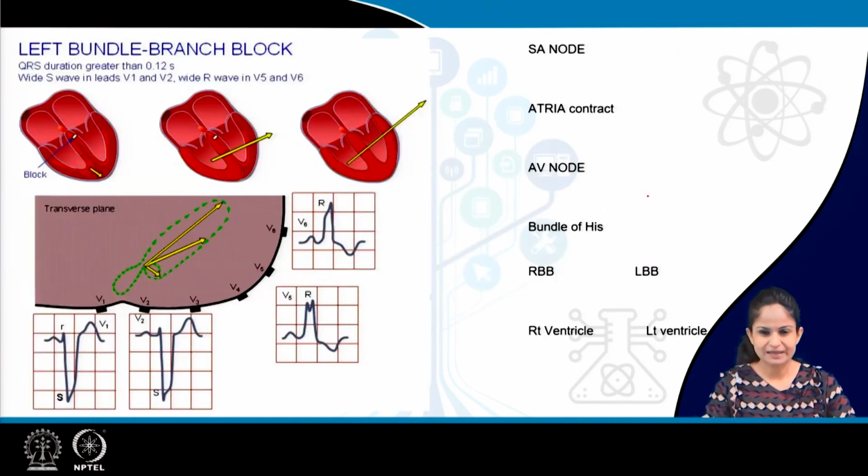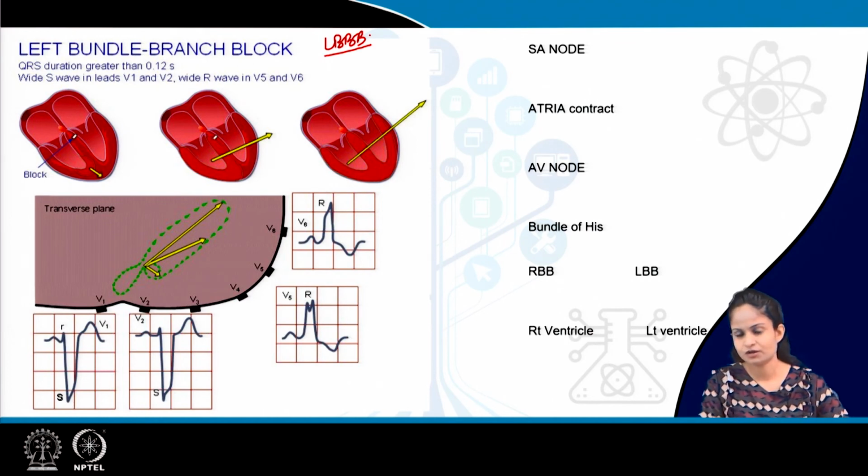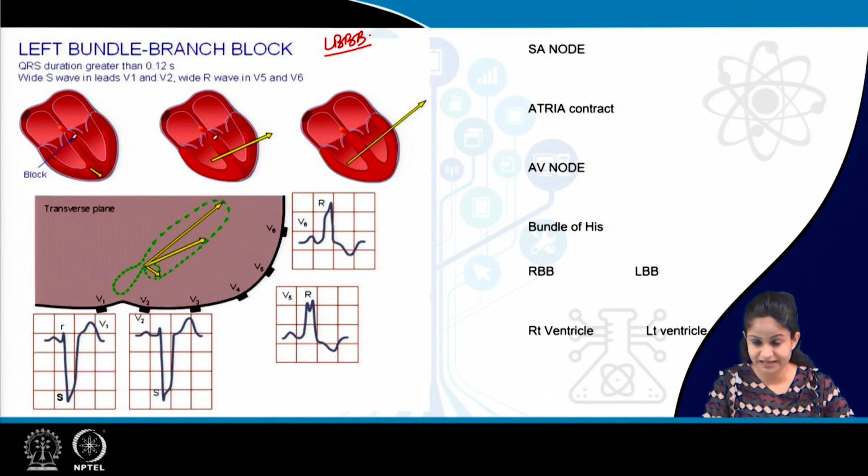Now, we will see what happens in case of left bundle branch block. First we have to remember whether it is right bundle branch block or left bundle branch block. The ventricle supplied by the blocked bundle branch will not get depolarized easily, so there will be abnormal depolarization going on there. The unaffected ventricle will get depolarized fast, and that will cause the further depolarization of the affected ventricle. Here the right ventricle and the left ventricle are not depolarizing at the same time.